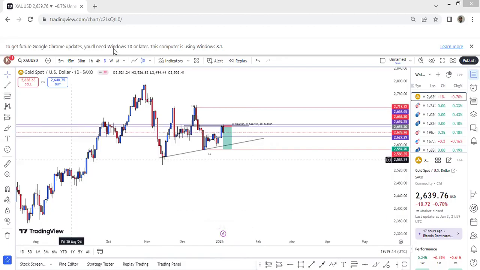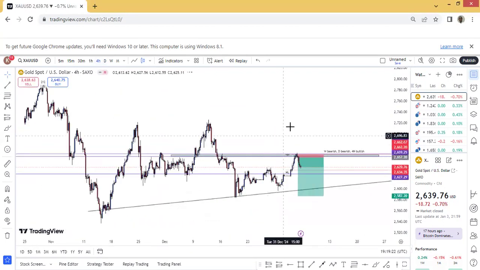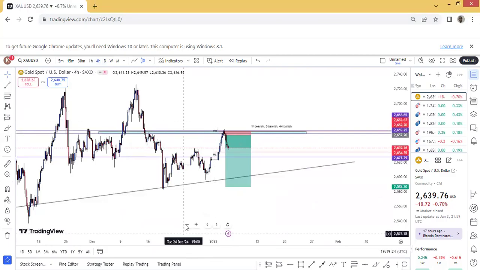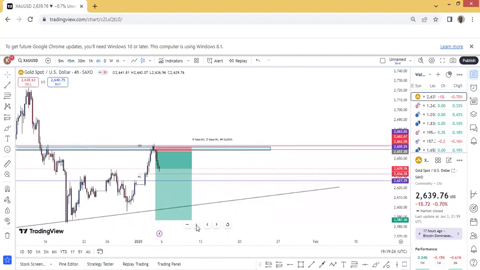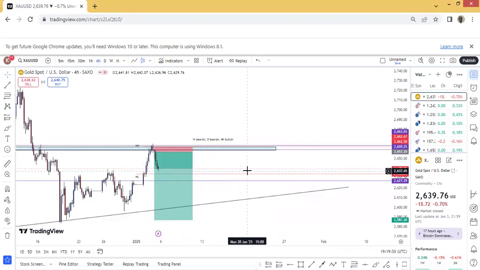Last week, we analyzed gold spots, and you can see that it is playing out exactly as we predicted. We are now down by about 190 pips and still counting.